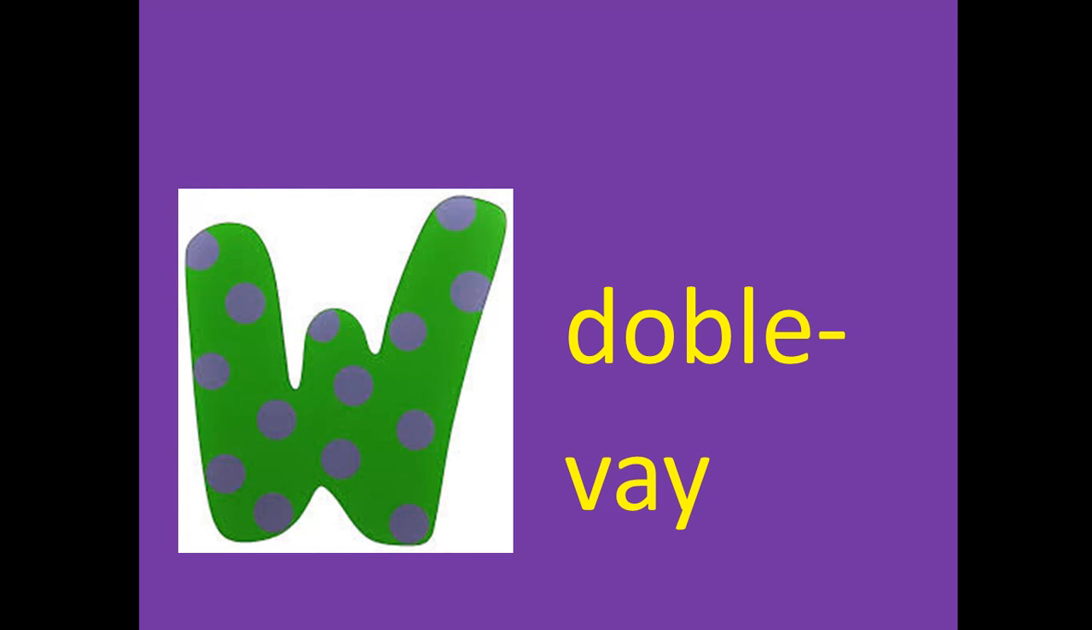W, if you notice, it is a double V. And in our language, we say it's a double U, but in their language, they say double V, which would be W. Say it, W. X is X.